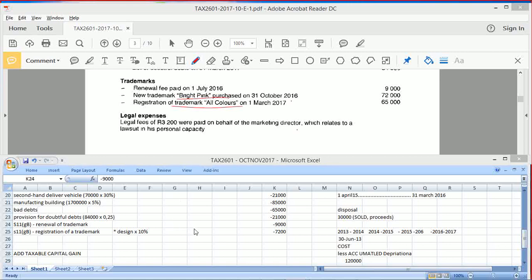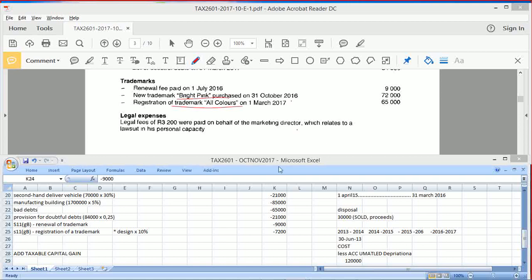Yes. Okay, fair enough. Okay, in terms of section 11GC. That makes sense. Fine. I agree with what is here then, because it obviously had been purchased there. Yes. So it says here, it goes on to say only the renewal. Yeah, no, the renewal we're fine with. That 9,000 we will keep there.